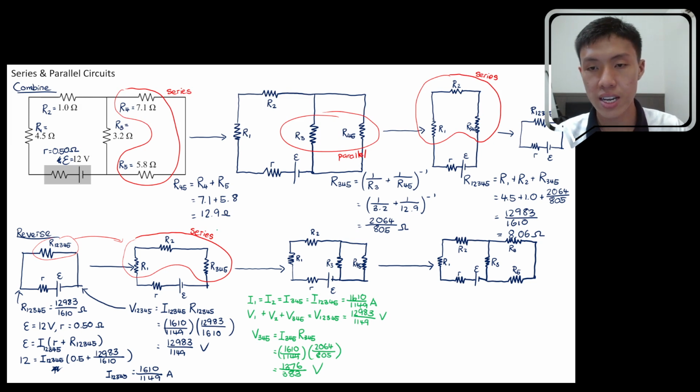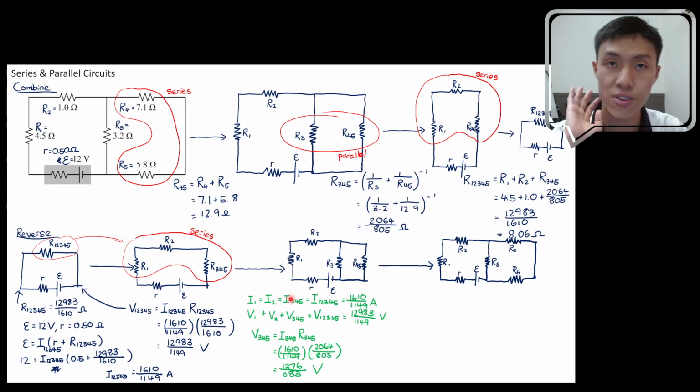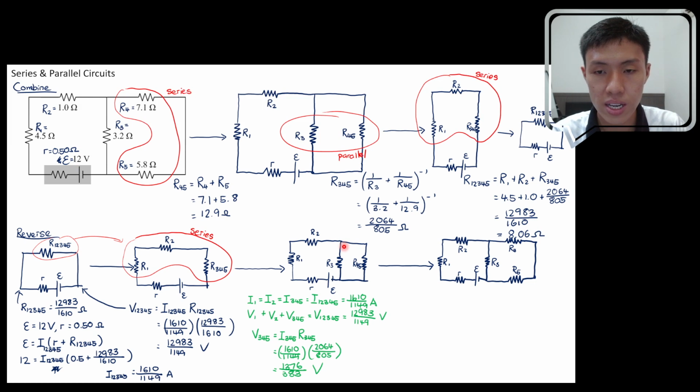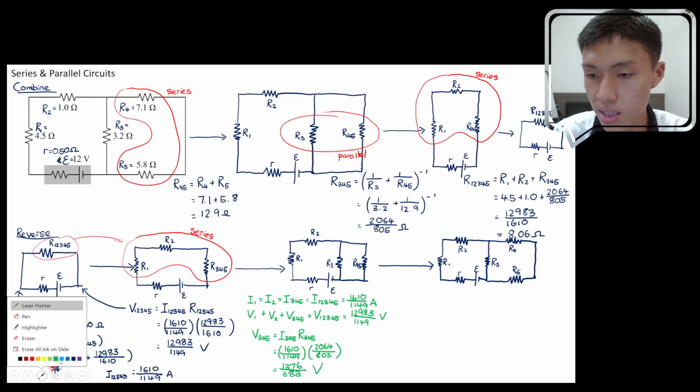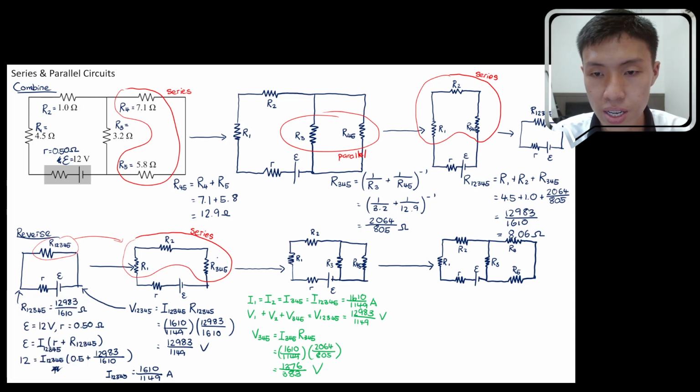You're already done with this diagram over here. Next, let's move on to the next diagram. Because you have V345, you have I345, you have already done what the question needs. Okay, you don't need to go and find V1, you don't need to go find V2. Okay, let's continue to the next diagram. What are you breaking up right now? You're breaking up R345 to become R3 and R45. So let's use another color once again. You're breaking up R345 to become R3 and R45.